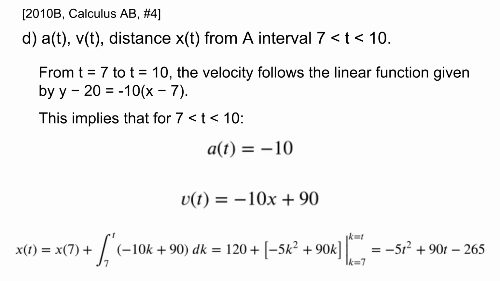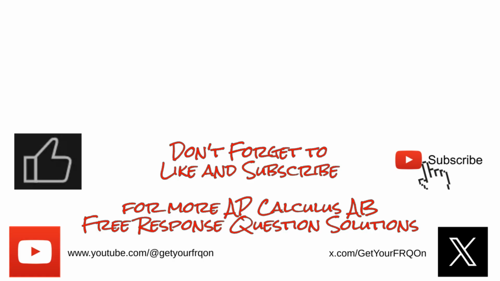x of t would be given by x of 7 plus the integral from 7 to t of negative 10k plus 90 dk, which is 120 plus negative 5k squared plus 90k evaluated between k equals 7 and k equals t, which turns out to be negative 5t squared plus 90t minus 265.